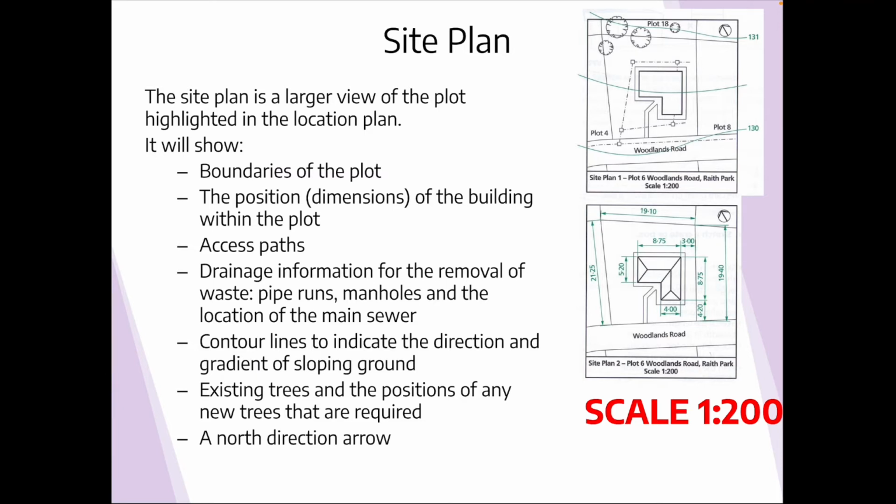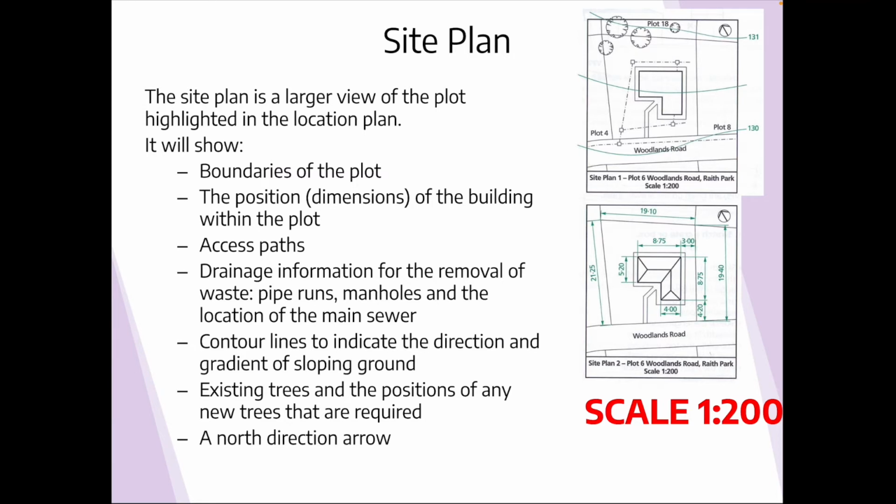If the lines were really close together and the numbers increased quite a lot, so maybe it jumped from 130 to 135, that would tell you that it's quite a steep incline and it's quite a steep gradient. The other thing you'll see in the top one is that you've got these little kind of jagged outline circles. They represent trees or existing trees.